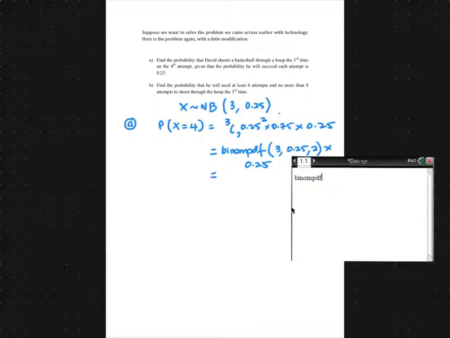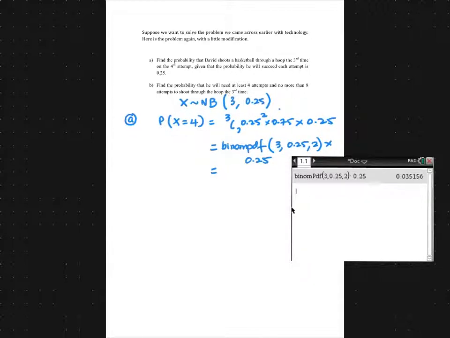So we type in carefully binomPDF, and we put in 3, comma 0.25, comma 2, times 0.25, and the answer is 0.035156, and we can reduce this to 0.0352 as required.